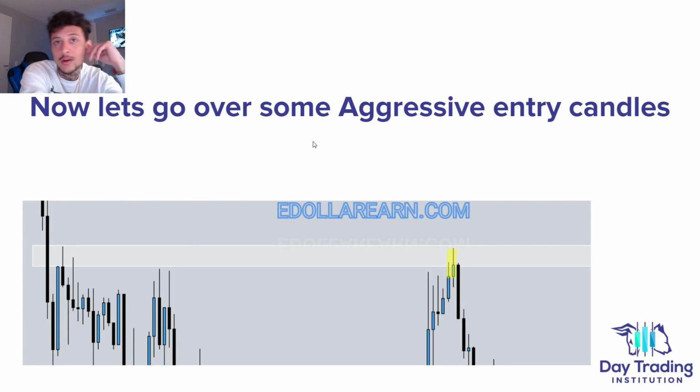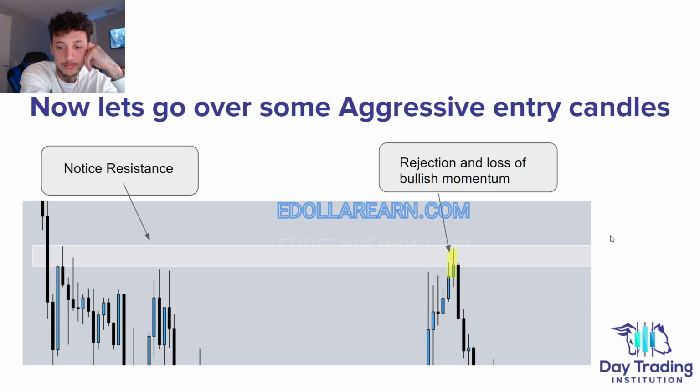So typically an aggressive entry candlestick would be a candlestick that's low momentum, right? So in this situation, we'd be looking to sell. We'd be looking for a low momentum bullish candlestick or a very weak bullish candlestick to actually take the sell. So if you would have sold right here, it would have worked out perfectly. Zero drawdown, small stop loss, big target, right?